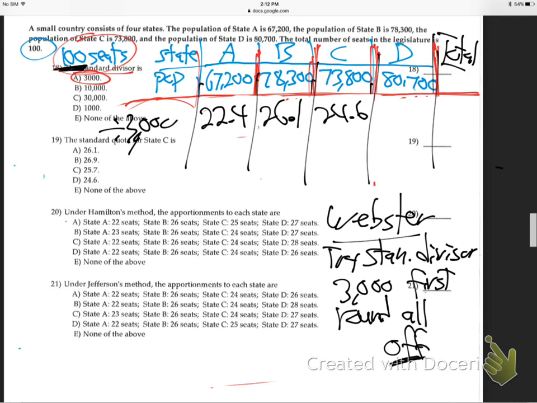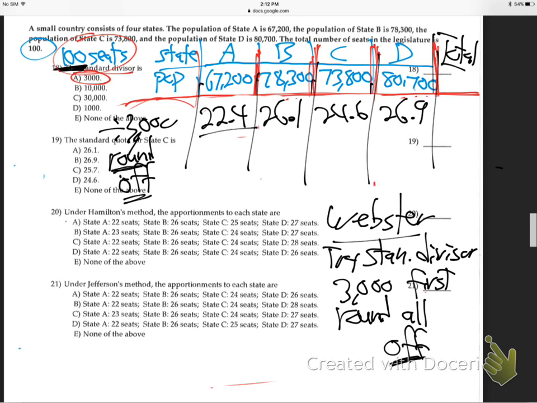4.6 and 80.7. So 26.9. So there they are. Now, round off. So this is different. Hamilton rounded everybody down and gave back the extra seats to the highest decimals. Jefferson rounded everybody down. Adams everybody up. Webster says, hey, let's just round off.